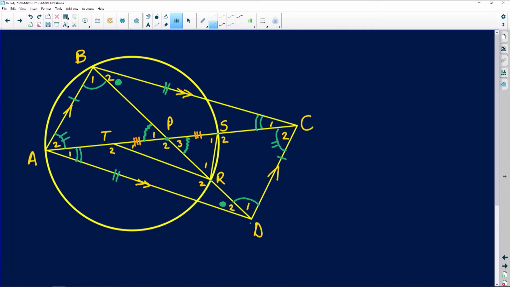So already we can say that AT is equal to SC. We can bear that in mind. I'm just going to put a little cross on both of those to show that they are equal. Why can I say that? Well, this was equal to that. We know that that diagonal is equal to this one.